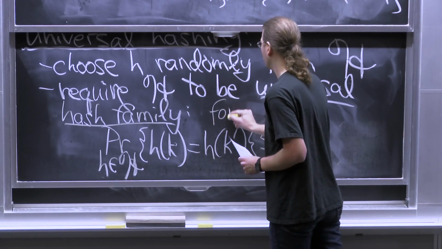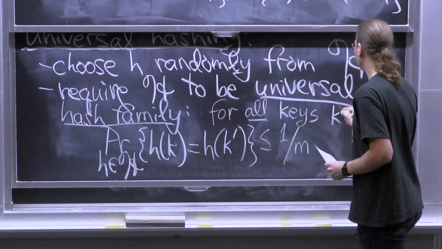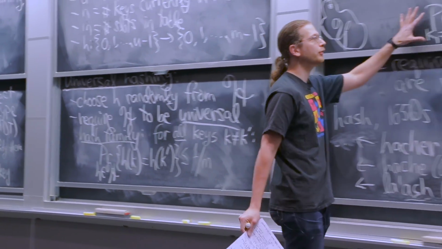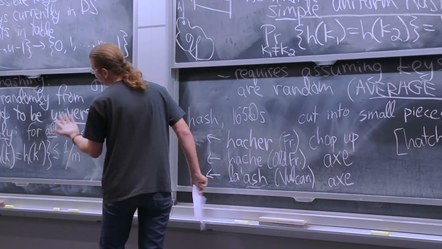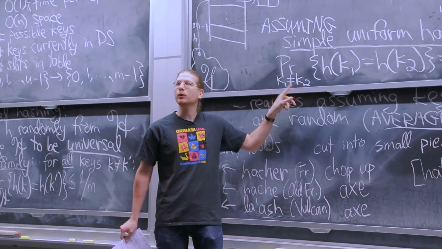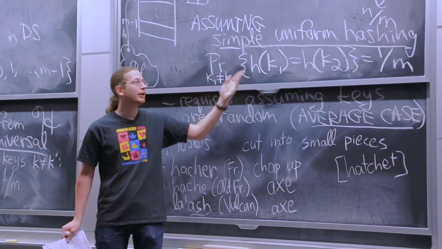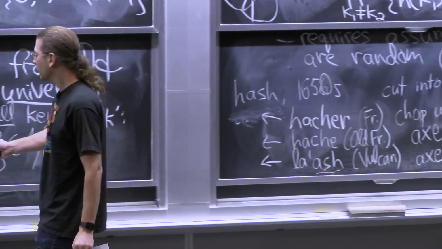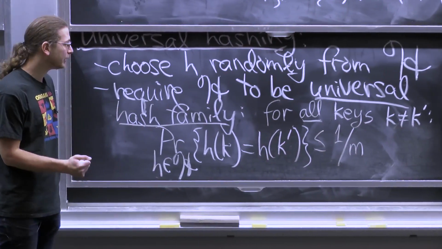And this is very similar looking to simple uniform hashing. It looks almost the same here, except I switched from K1 and K2 to K and K prime, but same thing. But what we're taking the probability over, what we're assuming is random, is different. Here we're assuming K1 and K2 are random because H was fixed. This was an assumption about the inputs. Over here, we're thinking of K and K prime as being fixed. This has to work for every pair of distinct keys.